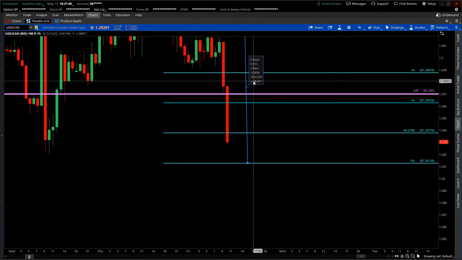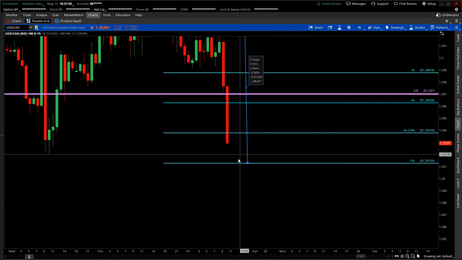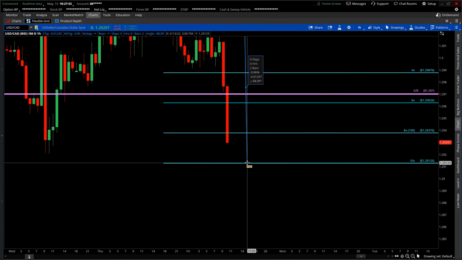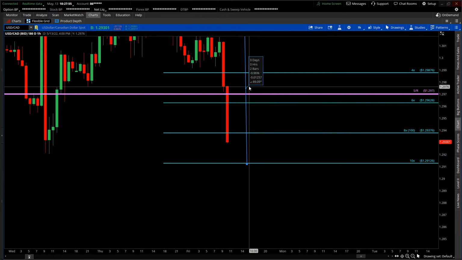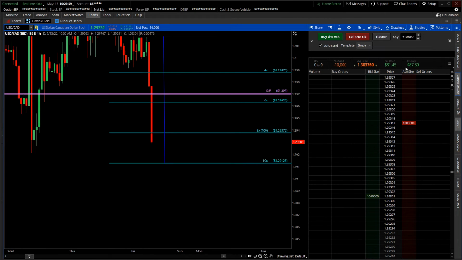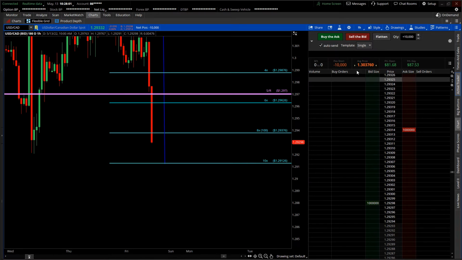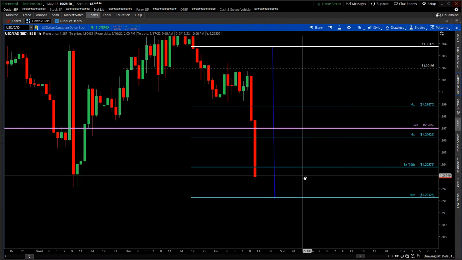So here it's 0.01249. And if I open up active trader, the trade is up $87. I only shorted one mini lot, or 10,000 units. Yeah, so that's the status.